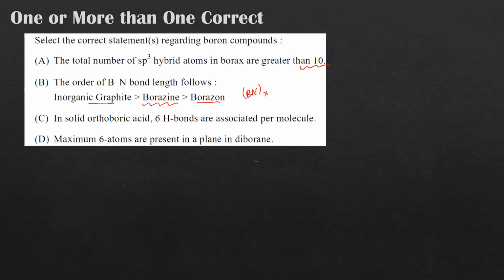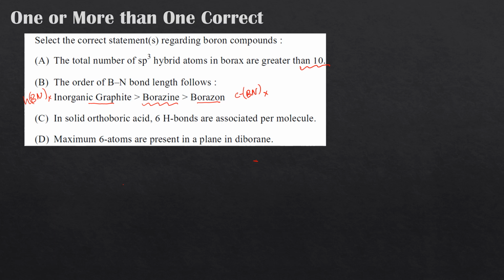The difference is borazone is the cubic form of boron nitride, just like we have for the diamond, and the inorganic graphite is the hexagonal form of boron nitride, that is hexagonal boron nitride, which has a structure similar to graphite. That's how the names inorganic graphite and borazone come.